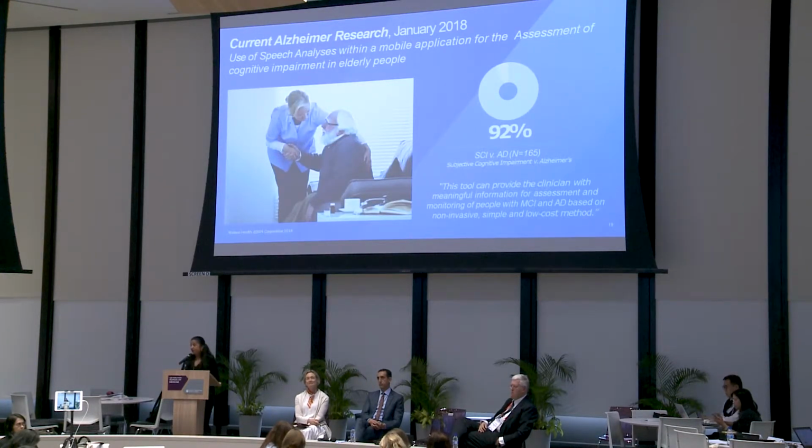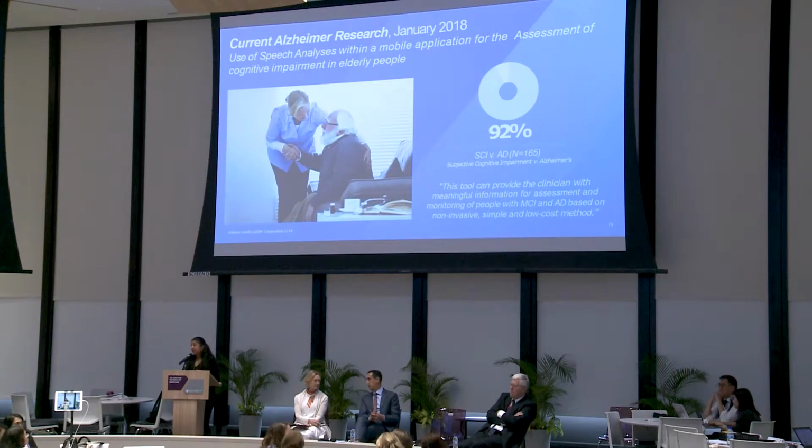And this is a very interesting one. This is around looking at speech analysis of patients, especially elderly patients, to see whether, by just speaking to them and understanding their speech patterns, they have Alzheimer's, mild cognitive impairment or subjective cognitive impairment. In this example, our research team did a huge study and with 92% accuracy could tell the difference between those that had subjective cognitive impairment versus Alzheimer's, for example, right?